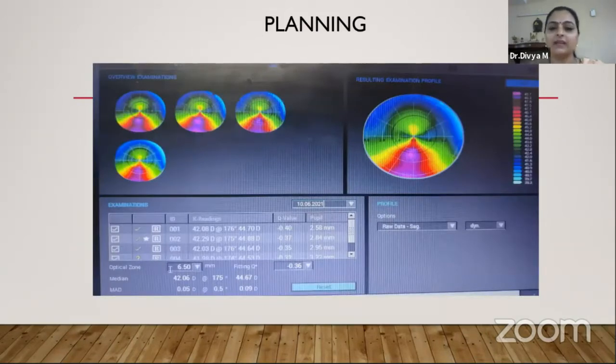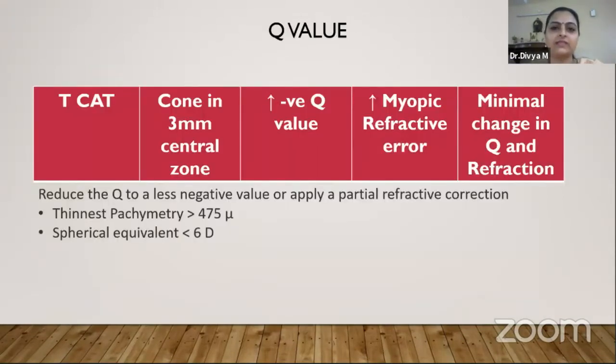So coming to the planning, we would look at a series of scans. When we take scans on the Topolyzer, it will give us a series of scans. A minimum of 4 to 6 scans are done. In the scan, you would see the mean deviation score. This score should be less than 0.1. That's how the machine tells you; if you have a score of more than 0.1, then that gets negated. So that's how you choose your repeatable scans.